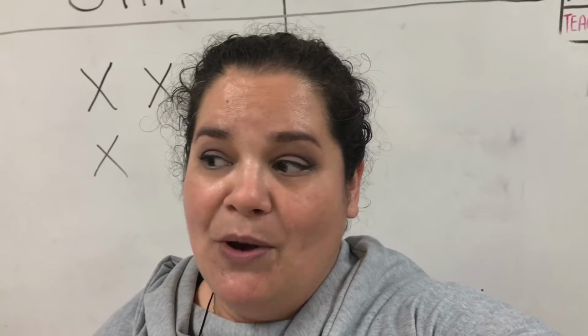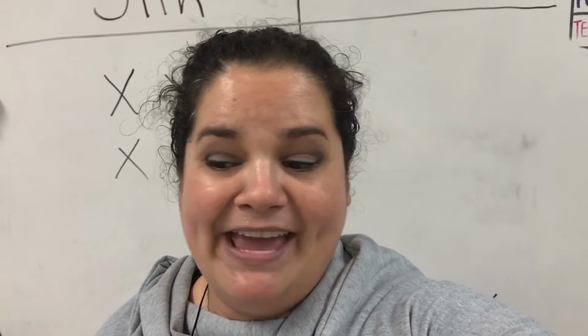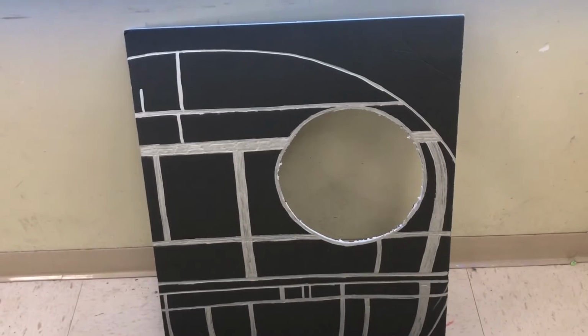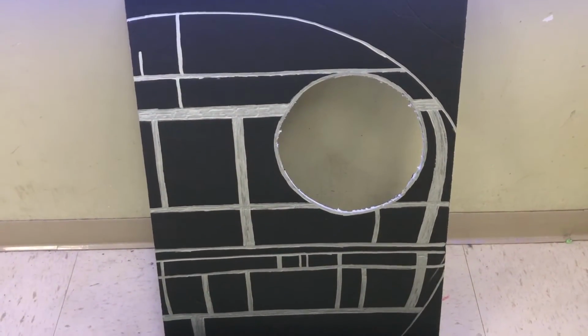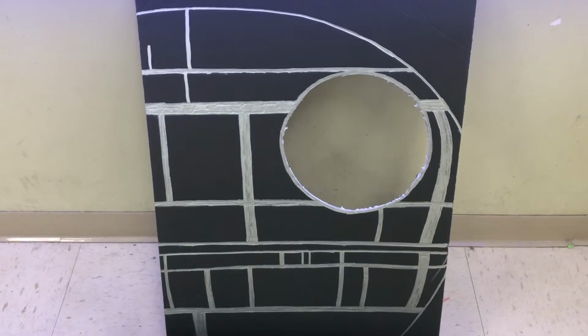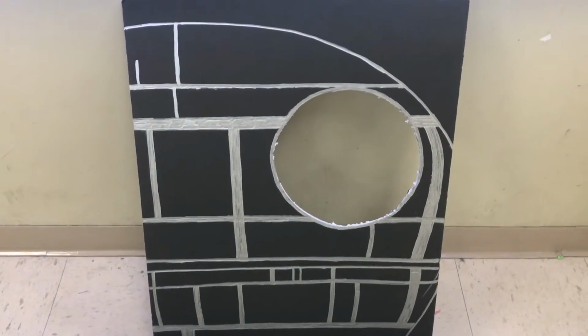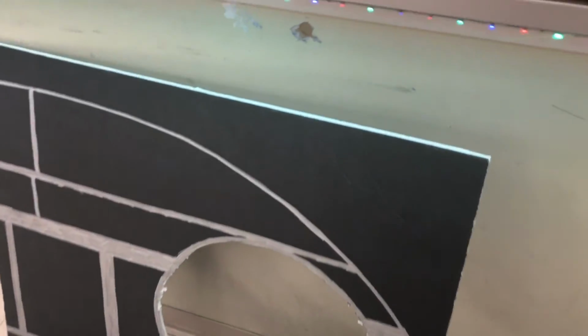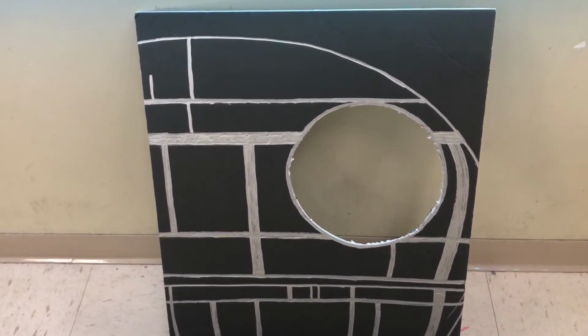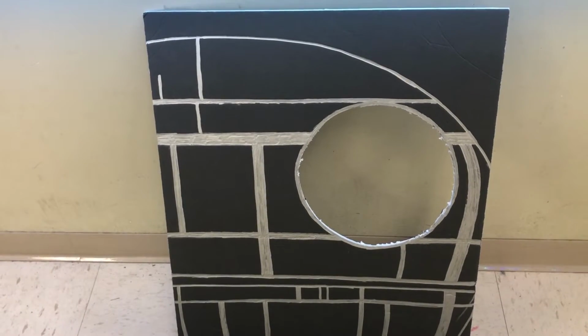Now I want to show you how I did this whole Death Star thing. So let's get to it. I ended up drawing this Death Star with the Sharpie acrylic paint markers, or oil-based, I'm not sure. But this foam board I got from Dollar Tree, so it was only $1. I already had the silver paint marker, so that didn't cost me anything.